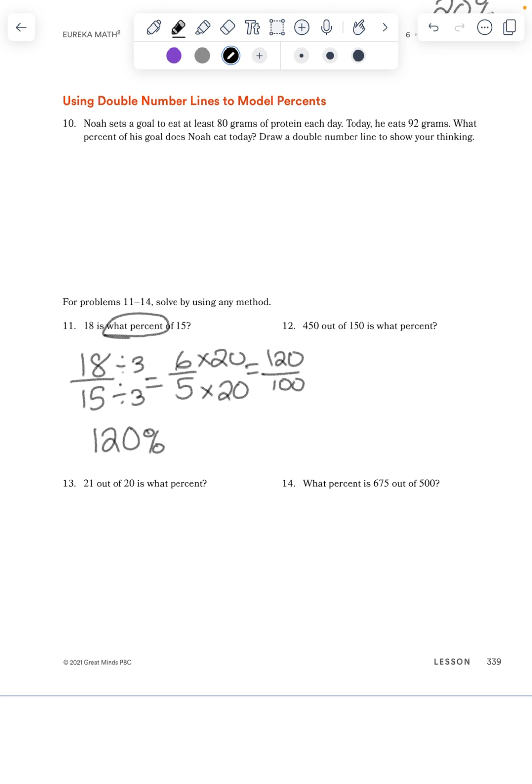And it should be over 100% because my numerator is greater than my denominator. So 100% would be 15 of 15. And this is more than that. This is 18 over 15. So you should have an answer greater than 100.